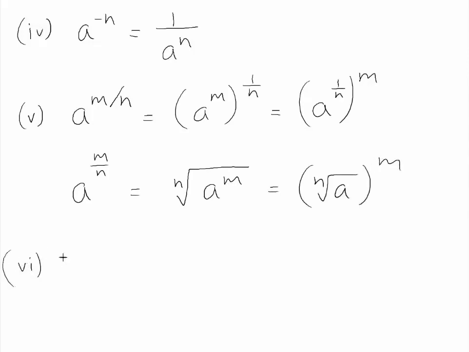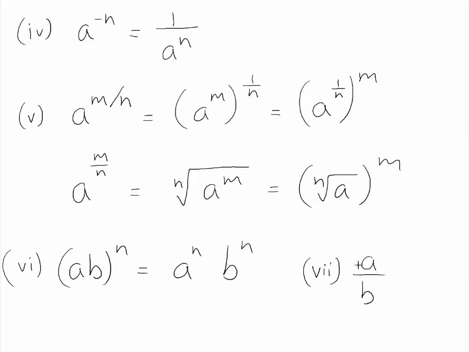Next, ab whole to the power n equals a to the power n times b to the power n. Similarly, a by b whole to the power n equals a to the power n divided by b to the power n. So let's see a few examples.